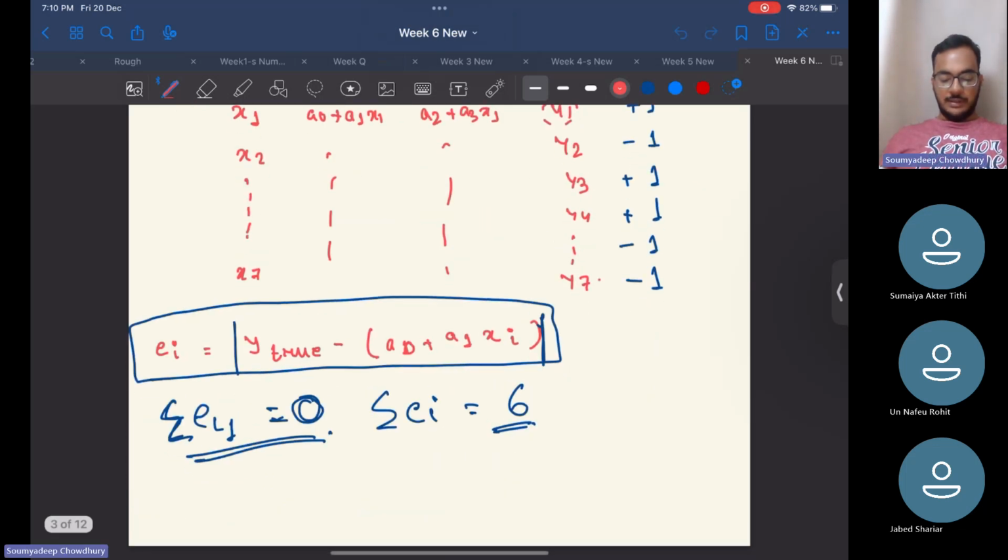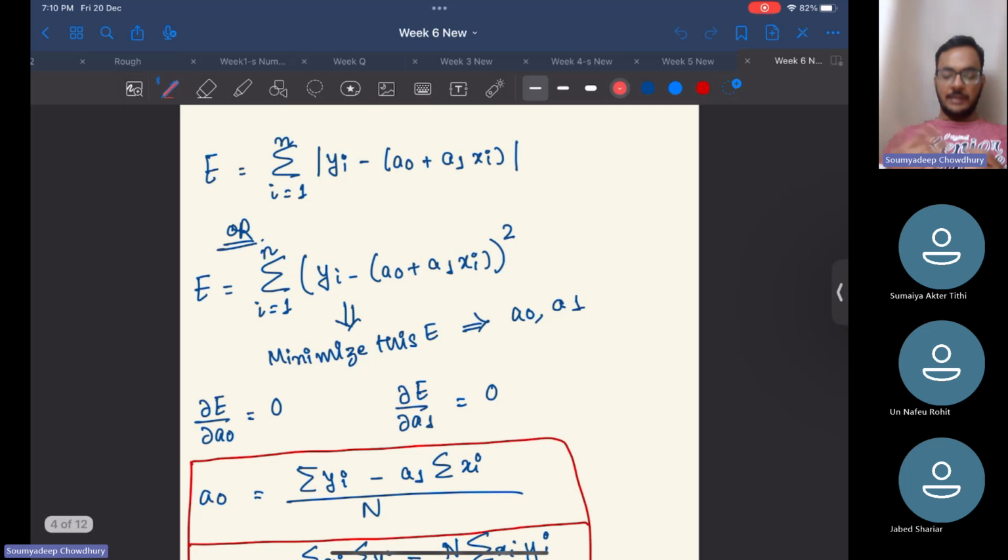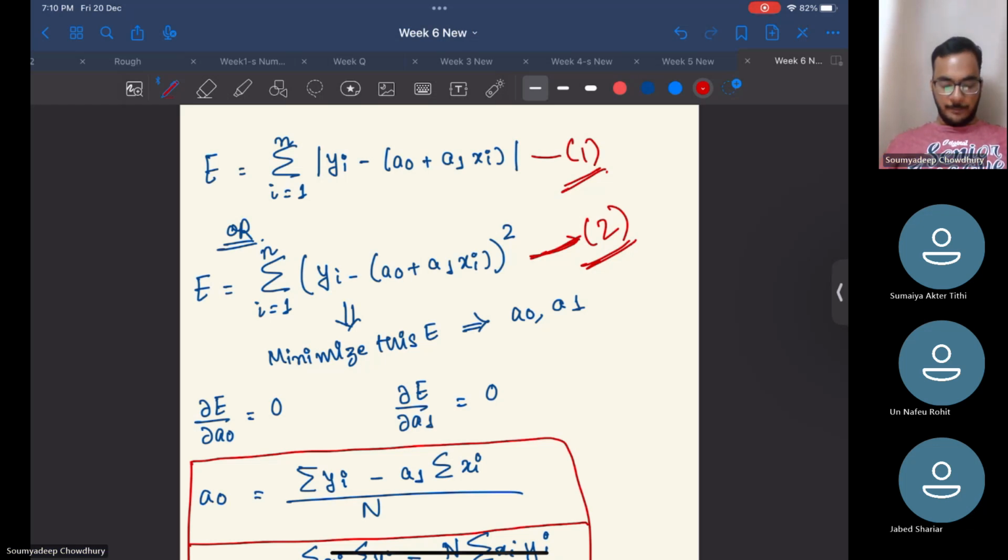So your error is basically the mod of y true, that is the actual value, minus the predicted value using the line equation. Similarly, another form of error we can think of. This is one concept of cumulative error. Another cumulative error is this equation, the second equation which I have marked here. It is basically the sum of the squares of the errors. So we take individual errors, square them, and then sum up.